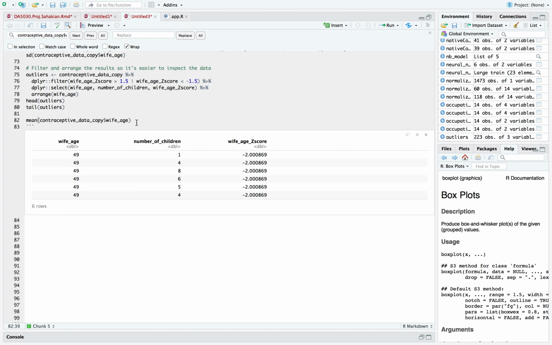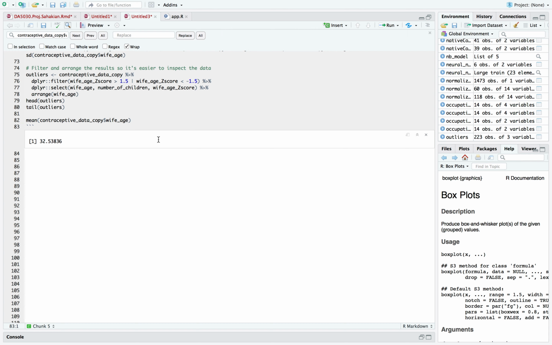And if we just look at the mean age of the information collected from the women, it was 32. So because there was no error reported in the collection of this data, I chose to keep the outliers. I chose not to remove this piece of data.